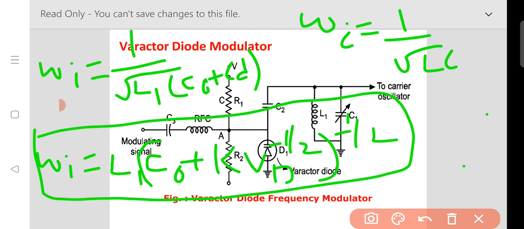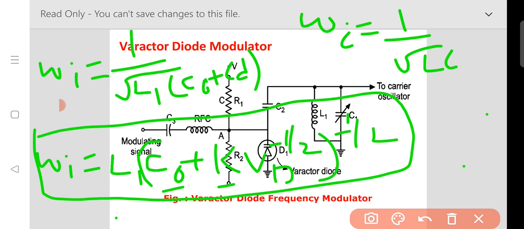Now observe this: the inductor is a fixed one, so the angular frequency omega I is dependent on VD. This is the proportionality constant, and C naught is fixed in that tank.